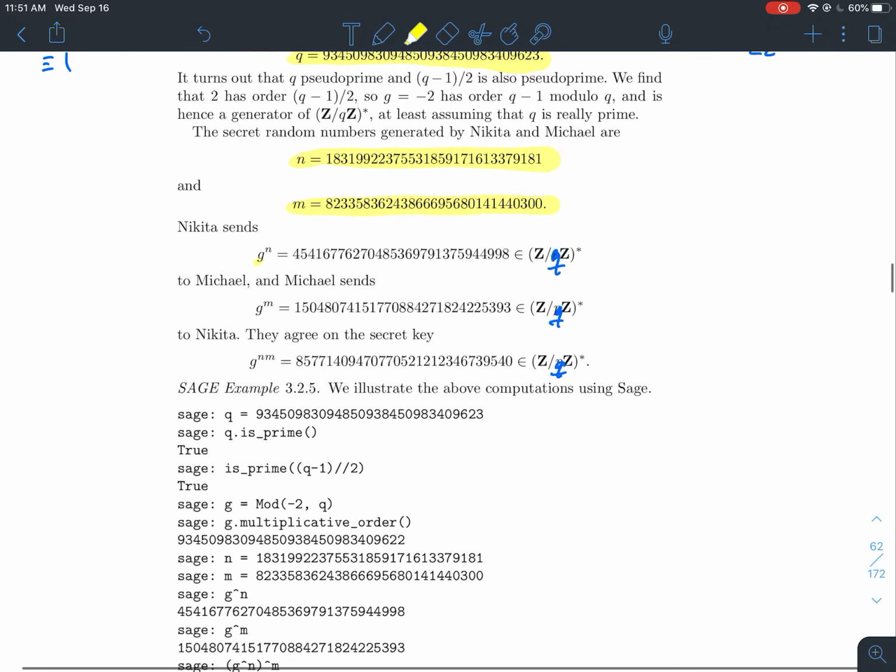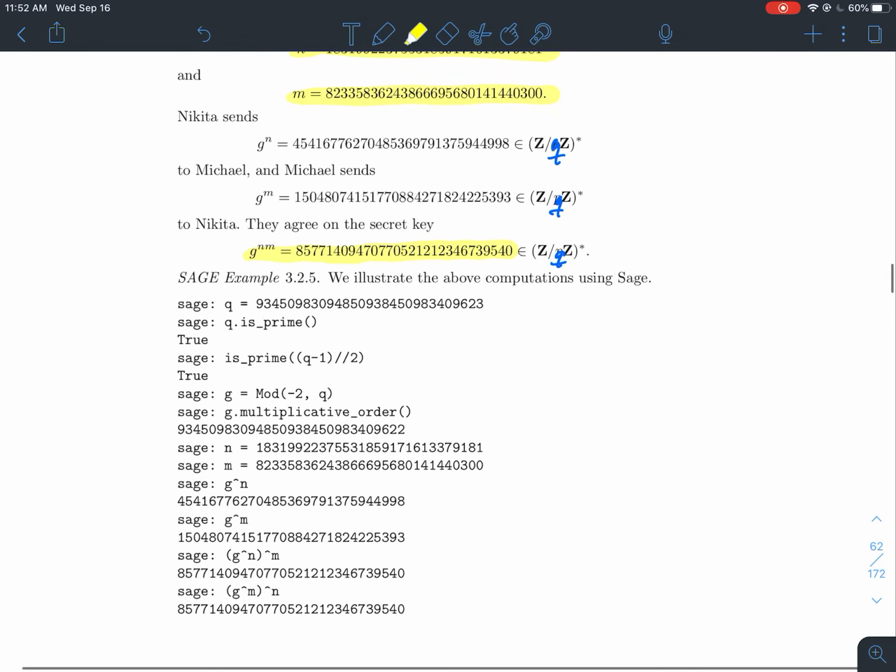And so they're going to take -2 raised to Nikita's power, and that is what she sends over the airwaves that anybody could see. And Michael is going to send -2 to his M power, and he sends that back to her over the airwaves. The idea here is that theoretically, only they could compute G to the N times M power, and that's their secret key. That's the secret that only the two of them know, and that's how they would use it later on, you'll see, to decrypt messages.